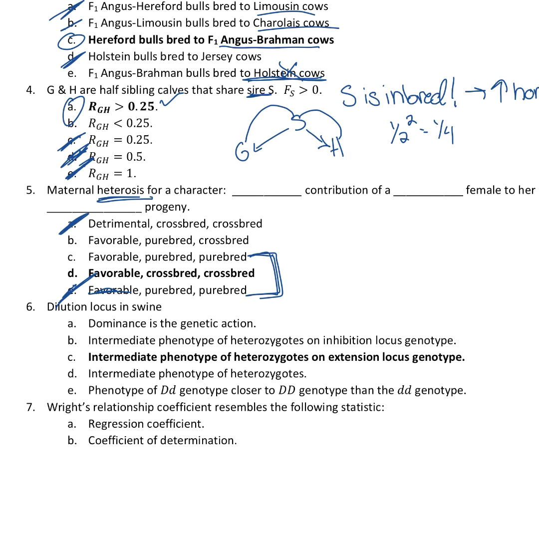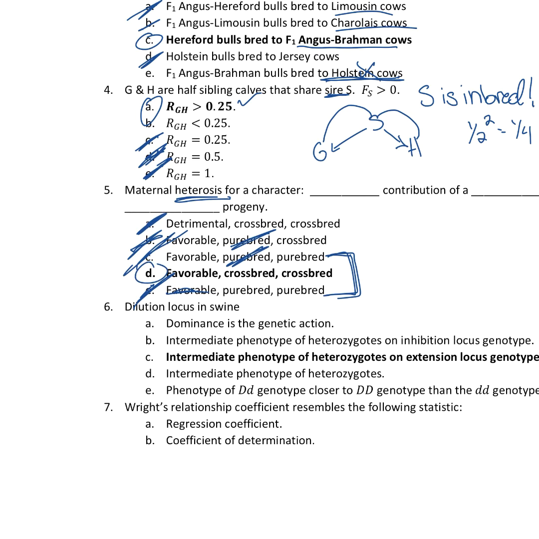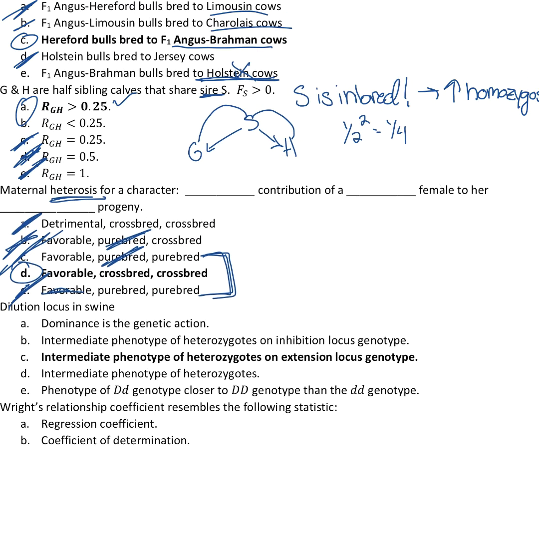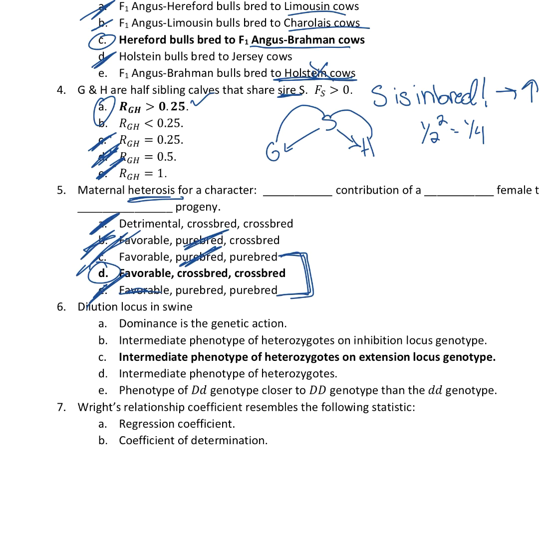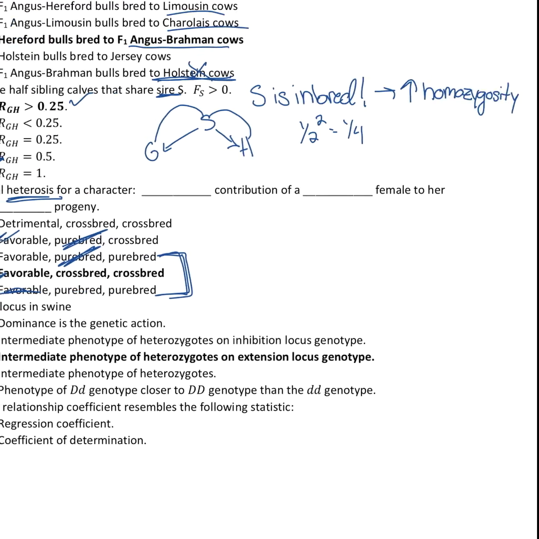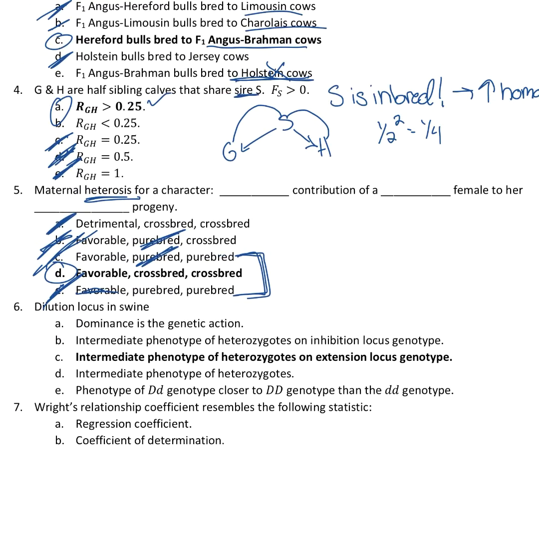And then when we're talking about heterosis, obviously we're talking about crossbreeding. So we're not going to be talking about purebred individuals. And so basically that cancels out all the answers except for D. And if we say that the dam is crossbred, then the offspring will also be crossbred. So it turns out being maternal heterosis for a character. It's the favorable contribution of a crossbred female to her crossbred progeny.